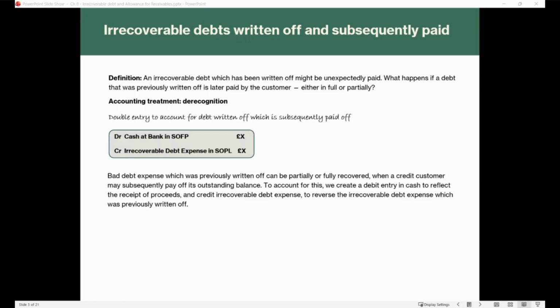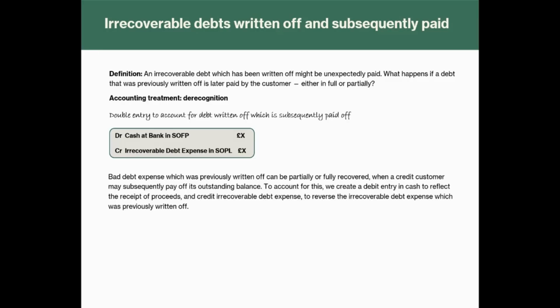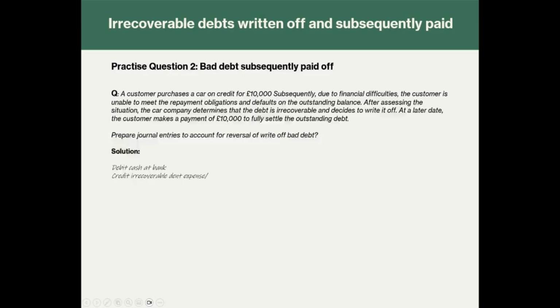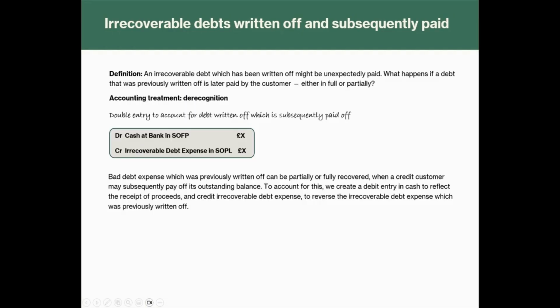Let's now move on to the second type of transaction within irrecoverable debt expenses. Irrecoverable debts that were written off and are later paid by the customer. To begin, let's clarify when this situation arises. An irrecoverable debt is an amount owed by a customer that the business has judged to be uncollectible and has therefore removed from the trade receivables balance.